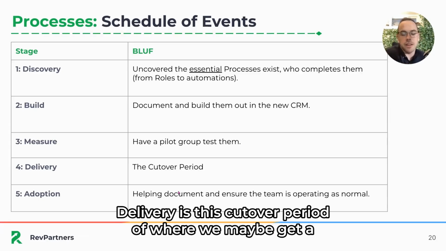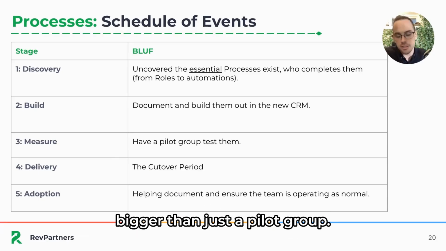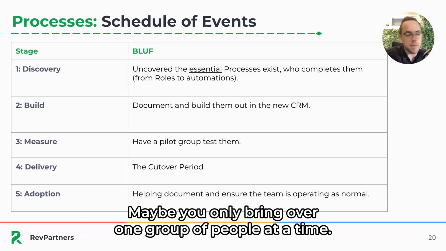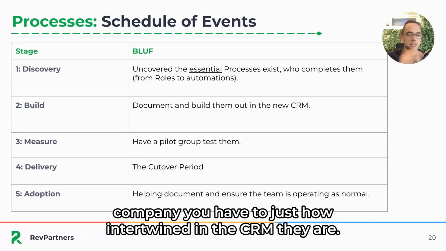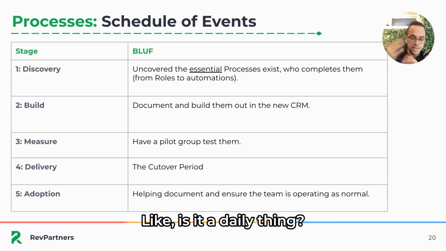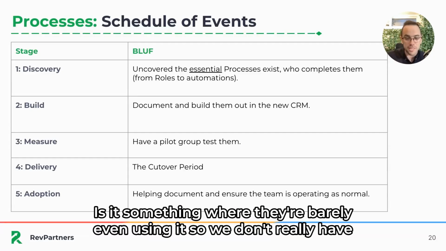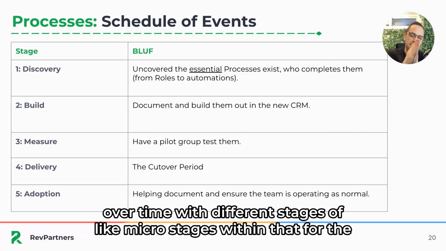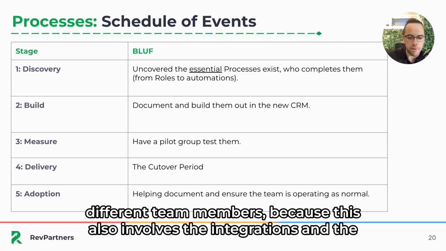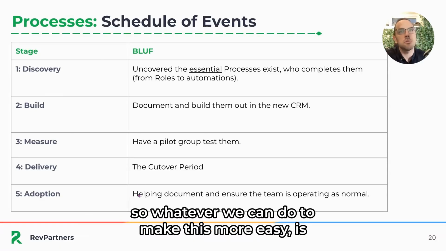Delivery is this cutover period where we get a bigger sample size than just a pilot group. Maybe you only bring over one group of people at a time. How we think of that is really dependent on how big of a company you have and how intertwined in the CRM they are. Is it a daily thing? Or is it something they're barely even using, so we don't really have to think about it? Generally, we would want a very clear cutover time with different micro stages for the different team members, because this also involves the integrations and the data, and there are a lot of moving pieces. So whatever we can do to make this easier is generally our recommendation.